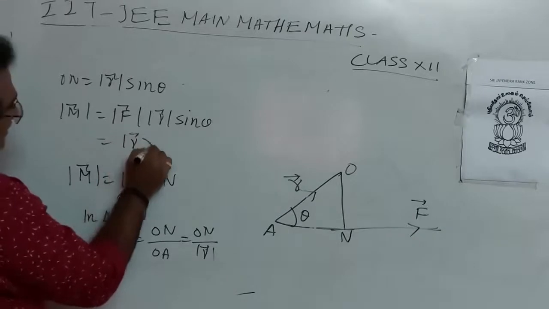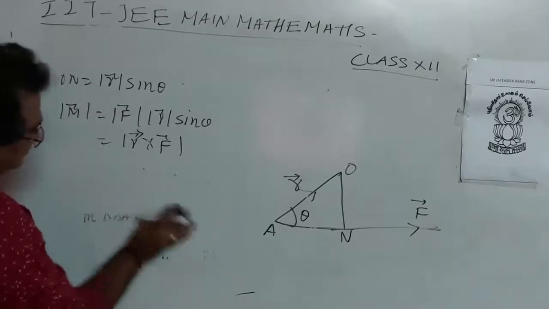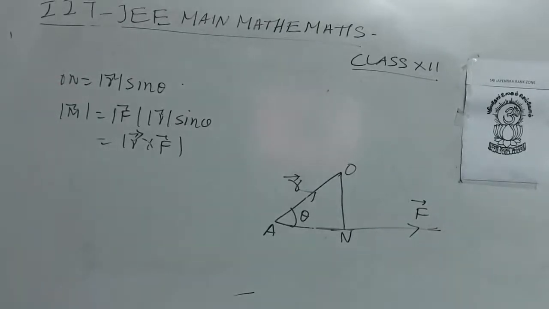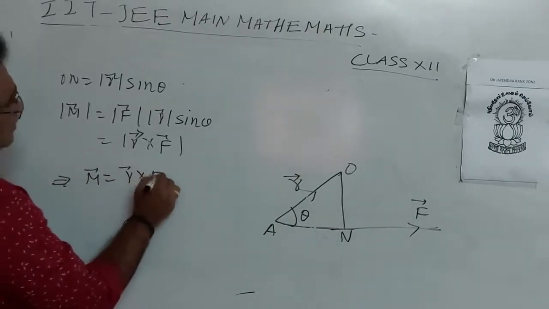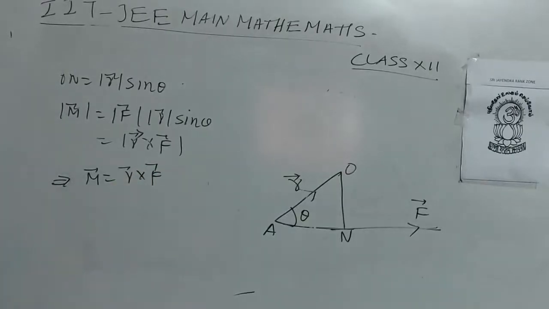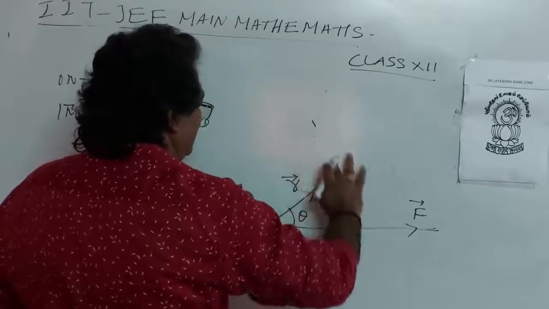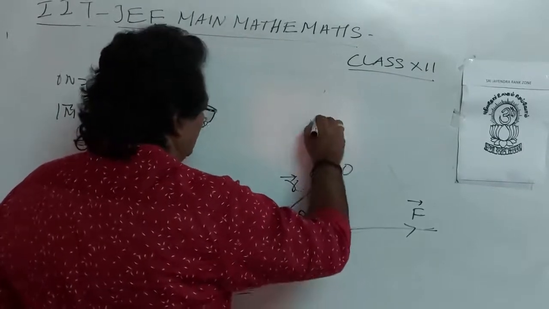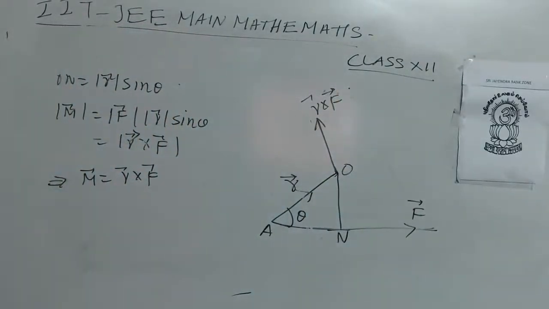That is modulus R vector cross F vector, which implies M vector equal to R cross F. So R vector, F vector, R cross F vector.